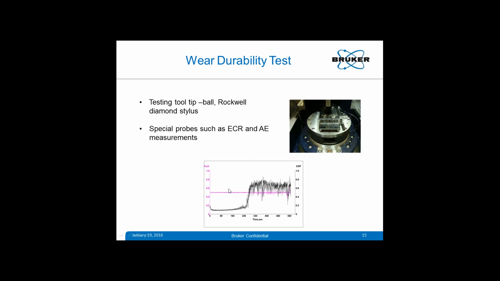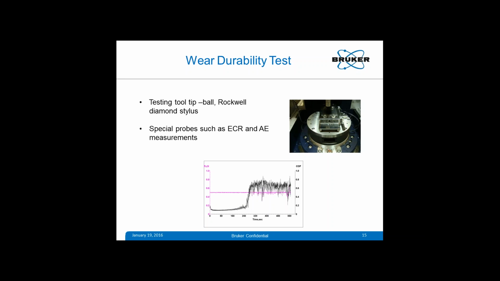Here is a plot. In this case, we applied a constant 0.5 Newton load, and we rubbed over 2 millimeters at about 2 millimeters per second, and COF is generated. After about 250 seconds of test, you see COF went up very high. It looks like the surface failed. So in these situations, we can say that this is the durability of this coating under such conditions of force and speed.